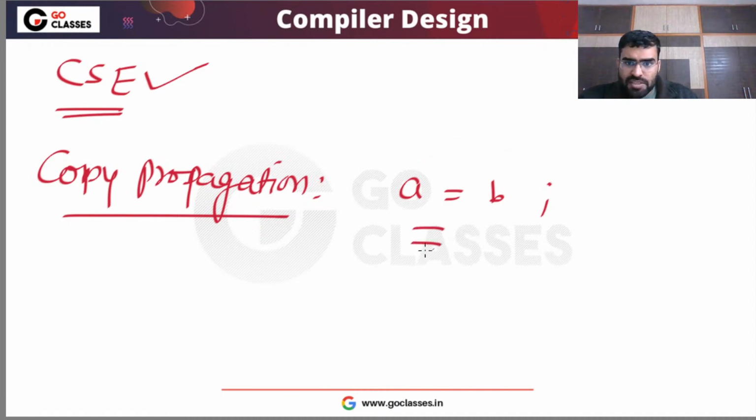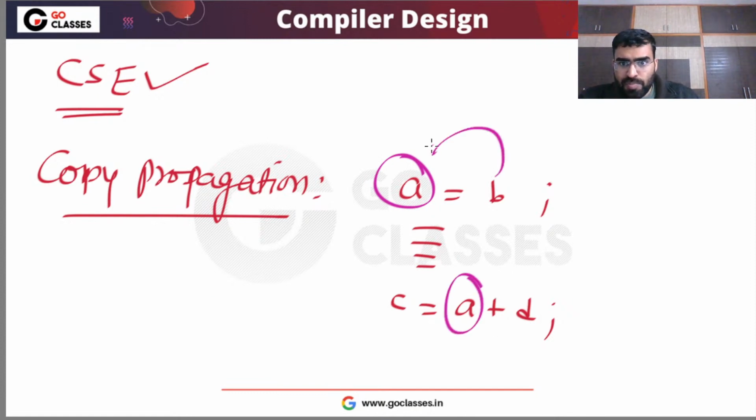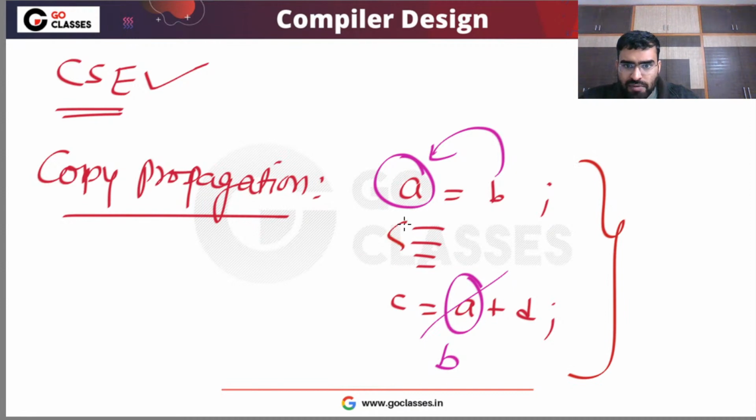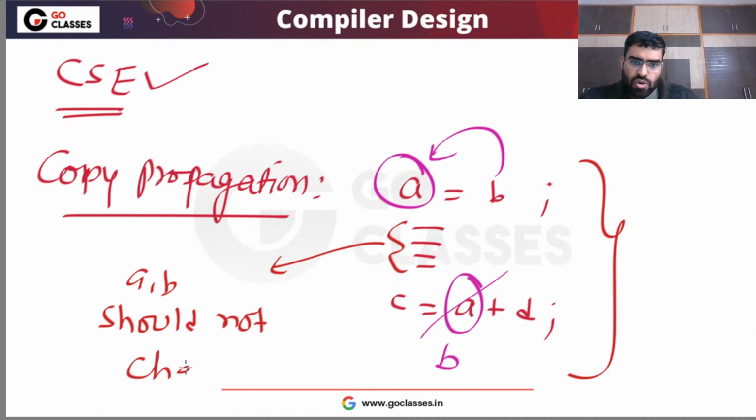After some time, let us assume that you have c equal to a plus d. You can notice that this value b is already stored in a, so I can directly use b and replace a with b. This type of optimization is called copy propagation. The condition is that a and b should not change. If they do not change, then I can do this.